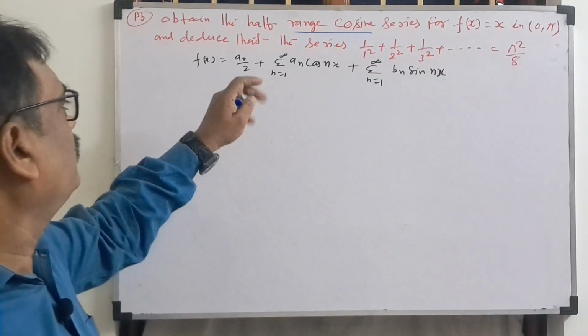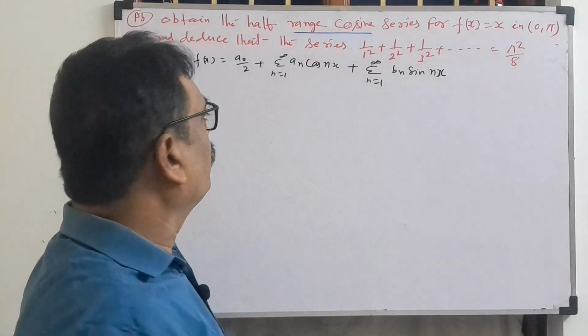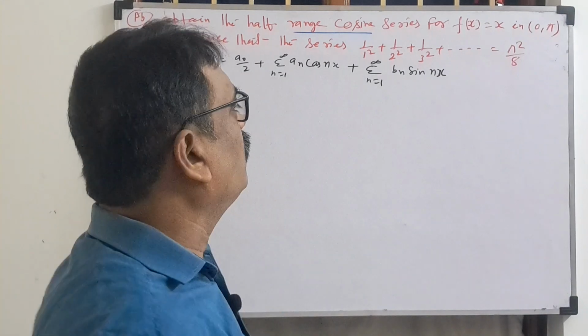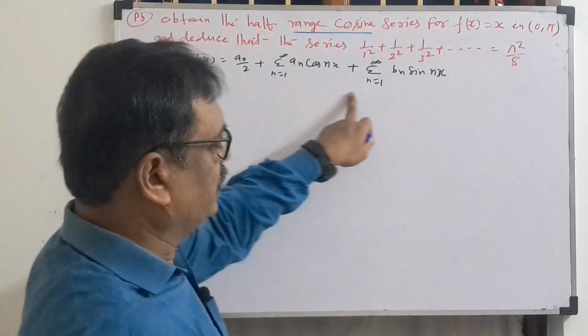Today I am going to discuss the half range cosine series problems. So this is the given question: f(x) = x in the interval 0 to pi. So this is the Fourier series expansion.